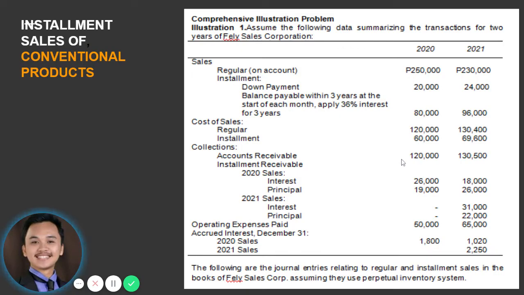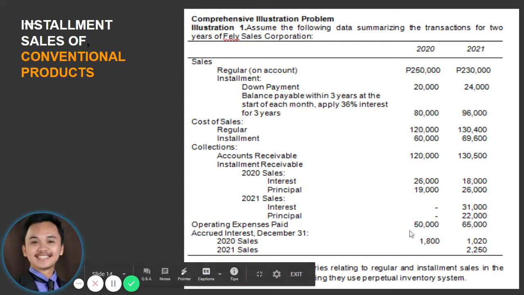Now, we also have our data for our collections. We have collections on our accounts receivable for our regular sales of 120,000, and then collection for our installment receivable. So this time, we have a total cash collection of 45,000, but it is clearly stipulated in the problem that 26,000 will be applicable to our interest and 19,000 will be applied to the principal. And then, we also have 50,000 incurred expenses and 1,800 accrued interest on 2020 sales.